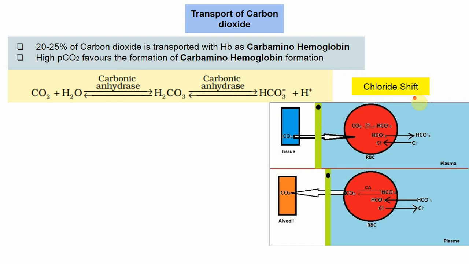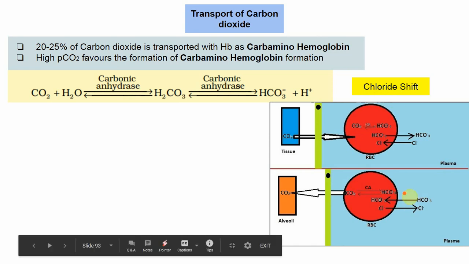So what is chloride shift? Let us look into the same reaction in the diagram. The carbon dioxide which is produced in the tissue crosses the endothelium and is taken up by the RBC. Inside the RBC, the CA means carbonic anhydrase, so the carbon dioxide is converted into bicarbonate ion. This bicarbonate ion from the RBC goes into the plasma, and simultaneously one chlorine ion enters the RBC. This exchange of one chlorine for one bicarbonate ion is called the chloride shift.